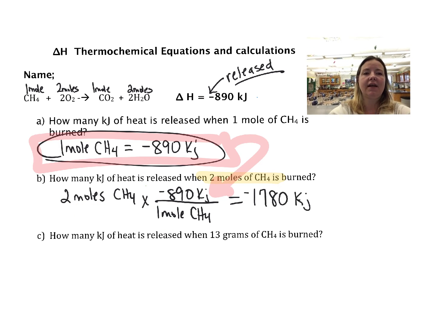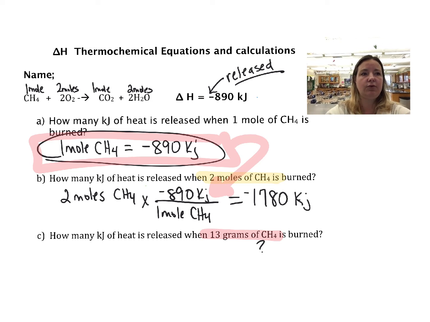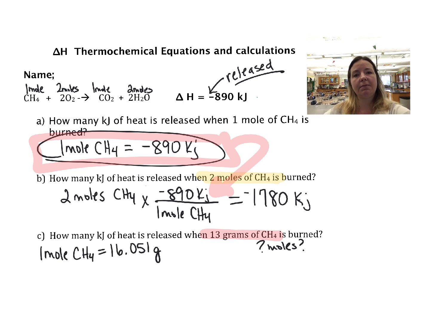And then finally, letter C is even more complicated. We need to find out how many moles are in 13 grams of CH4. So that means that we're going to need to find out the molar mass of CH4. So we look on our periodic table, we find the molar mass of CH4. So we're going to take 13 grams and we're going to multiply it by the conversion factor of 1 mole equals the molar mass of CH4.